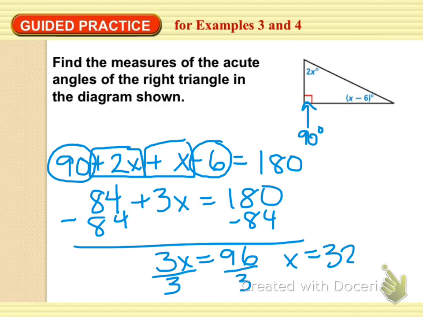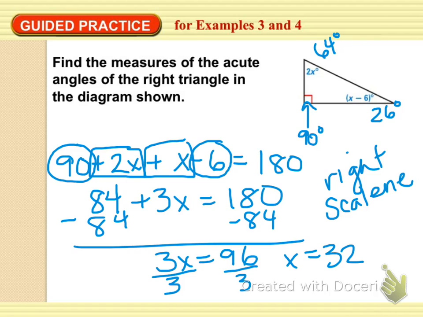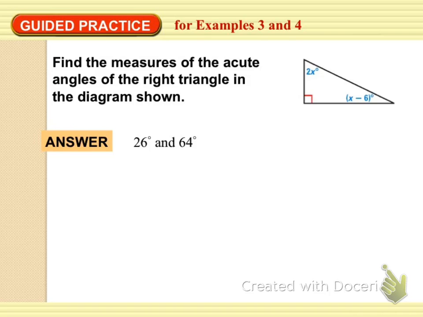x equals 32. If x equals 32, 2 times 32 is 64 degrees up here. 32 minus 6 is equal to 26 degrees here, and we already knew 90 degrees, so we could label all three. And again, check your work. 64 plus 26 plus 90 must equal 180. And to classify this one, we would call it a right scalene. Remember that if none of the angles inside are equal, then none of the side lengths are equal. And those were the two missing angles that we needed, 26 and 64.